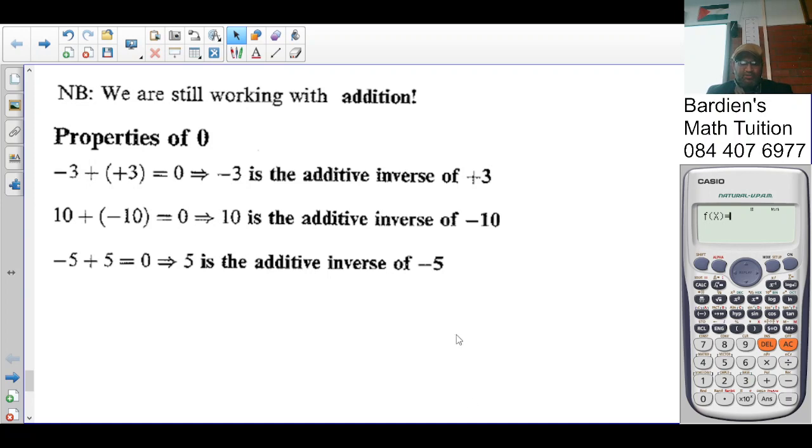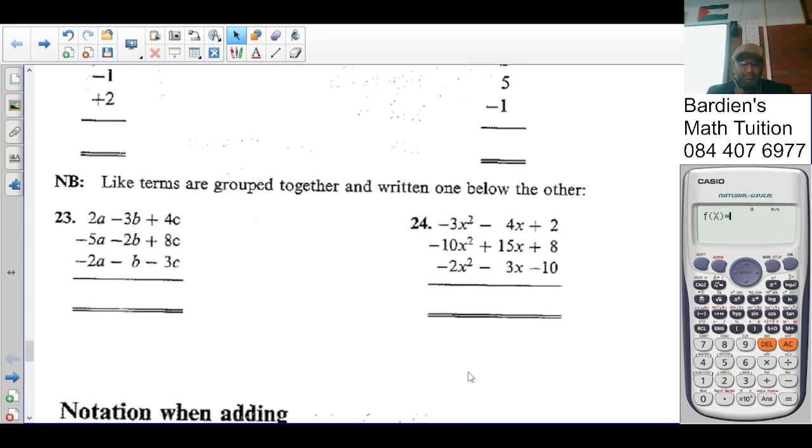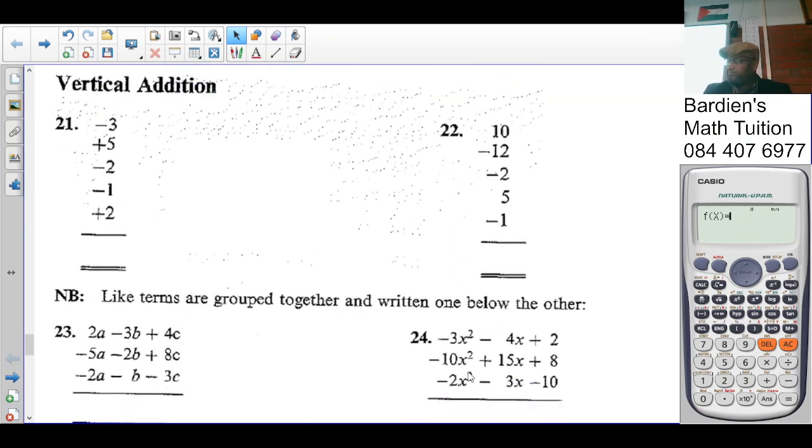Right, you guys finish? Yes, okay. Which page is this on? It's on page 43. The example's on page 43.